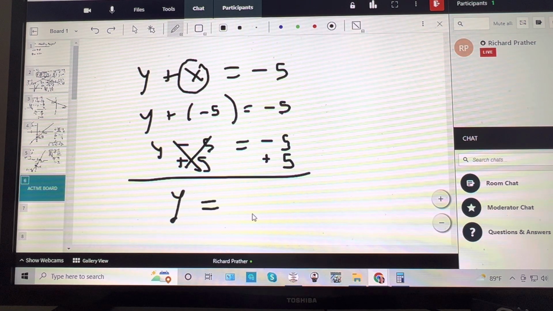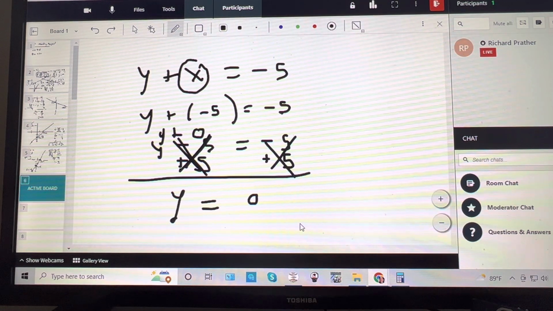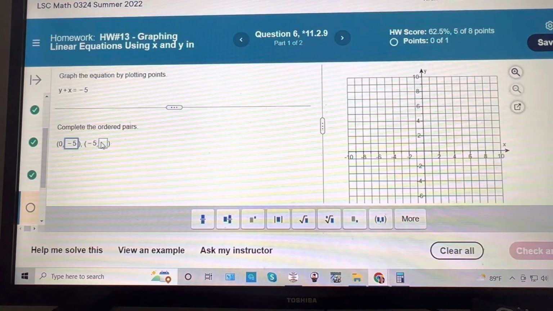But you can't have a blank side of an equation. So the reason they cancel out here is they add up to 0. Negative 5 plus 5 is 0. And if you have y plus 0, that's the same thing as y. But if they cancel out here and there's nothing else there, then you literally have 0. So y equals 0 is the other coordinate. When x is -5, y is 0, which happens to be an x-intercept. And this turned out to be the y-intercept.